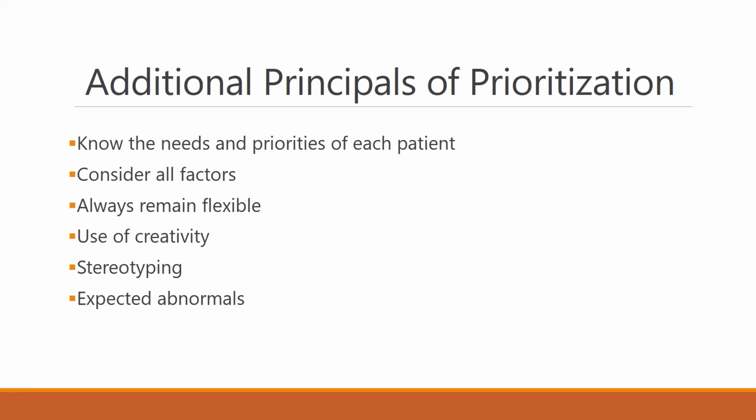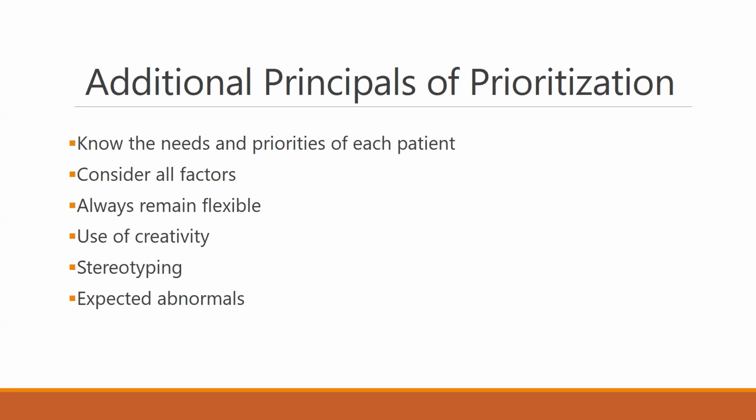Additional principles for prioritization. Know the needs and priorities for each patient that you have, and you will establish those as you take care of more people over time. And Capstone is going to help you with that. Consider all the factors that are involved. Back to that one slide in the verses. Is it actual or is it potential? Is it an isolated trend versus a trend of multiples, a systemic versus localized? So that slide, know those four reasonings.